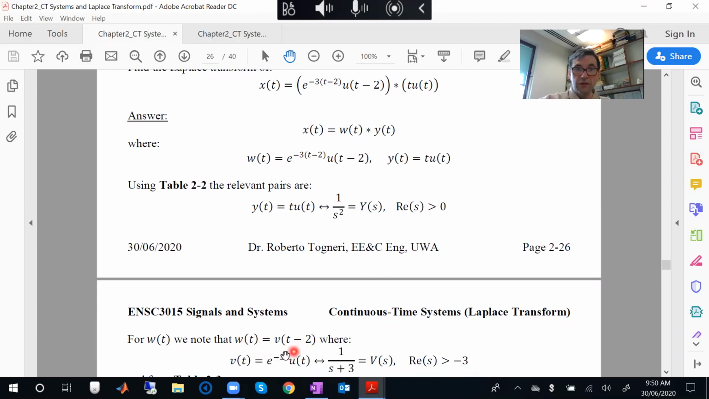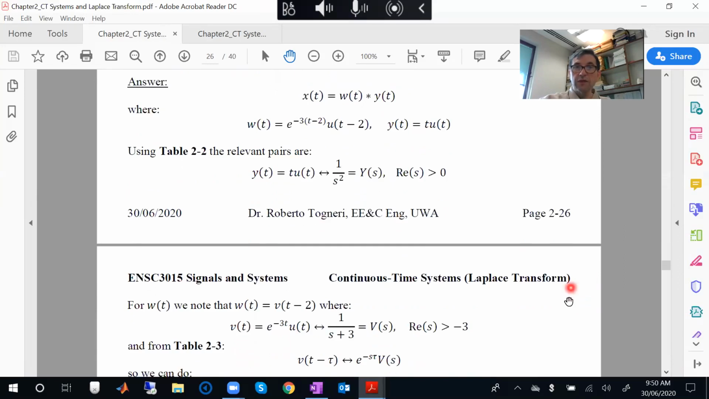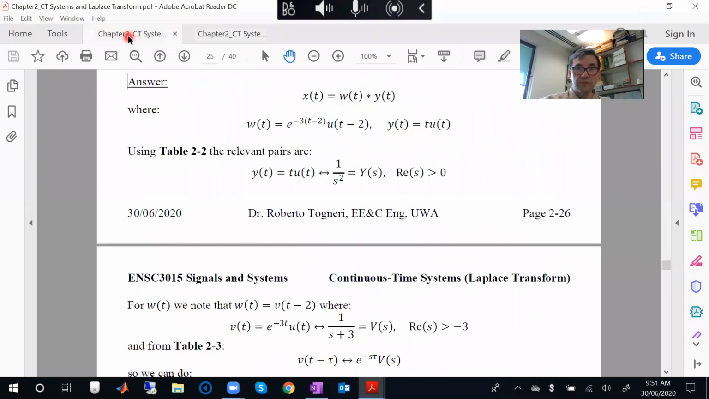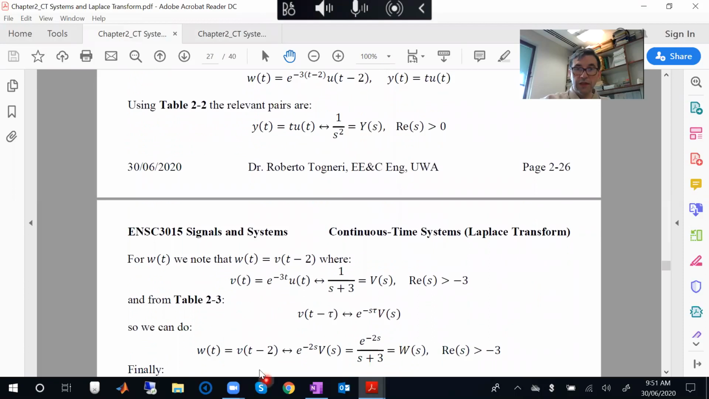And W is equal to this shifted by 2. And now we use the properties table. And for the properties table, we include this term, e to the minus s tau. So tau in this case is 2. So that's what we have. And that's going to be 2. So putting it all together, there we go. This is the Laplace transform of W.